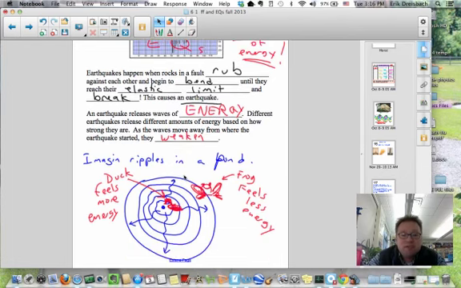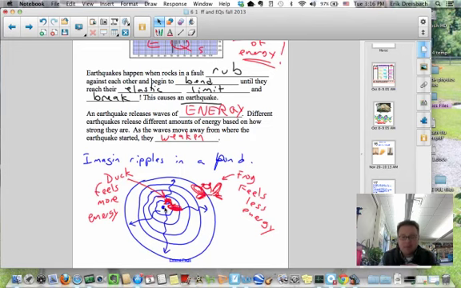And this release of energy comes from a single point within the rocks, and it happens along a fault, and it releases energy outward from one single point. And we use the analogy of a duck and a frog in a pond. If a pebble fell into the middle of the pond, the pebble would release energy as it hit the water, and that energy would move through the water in the form of waves.